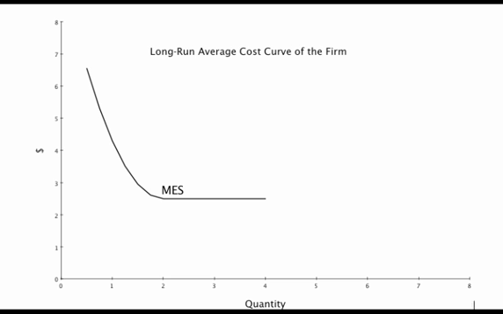Minimum efficient scale is a determinant of the performance of imperfectly competitive industries, since it defines the maximum number of rivals that can coexist in a market while minimizing the cost of production.